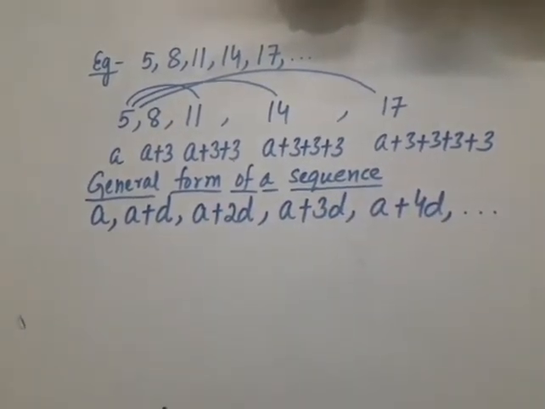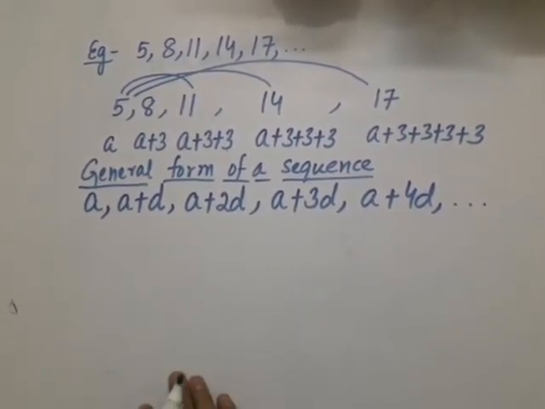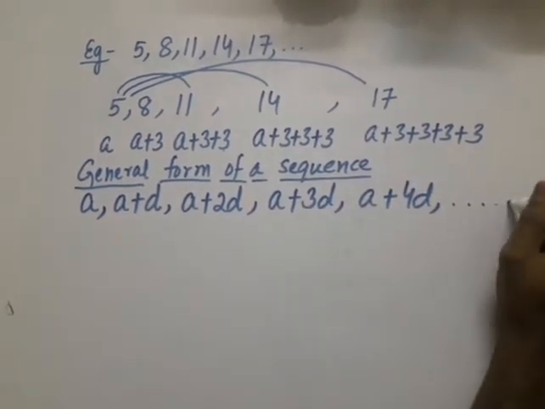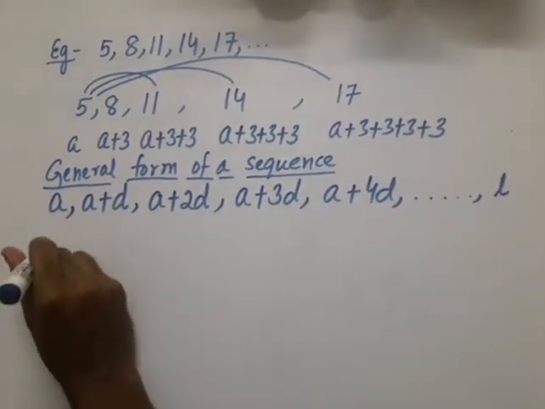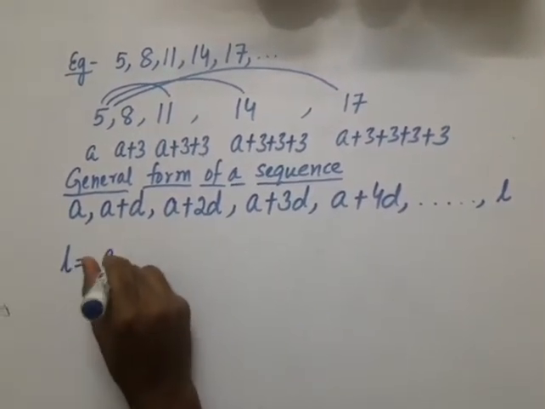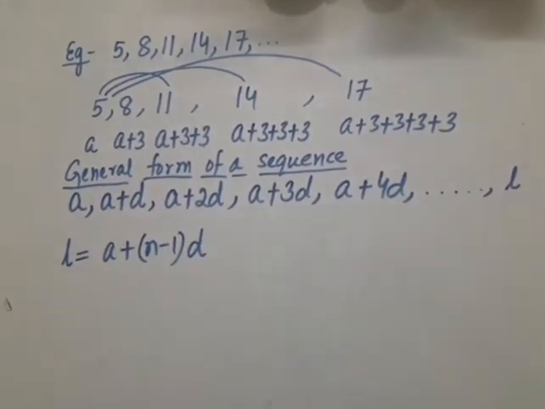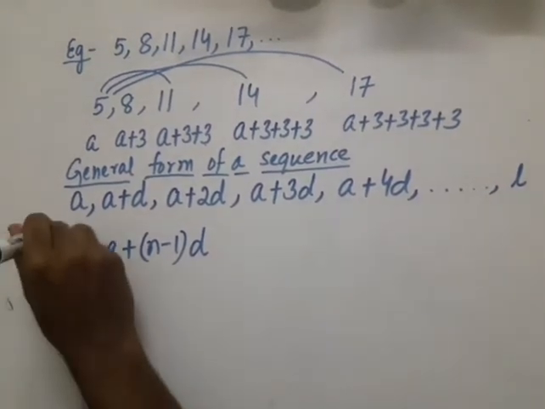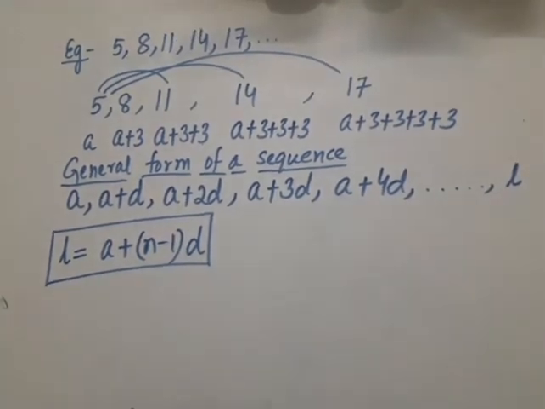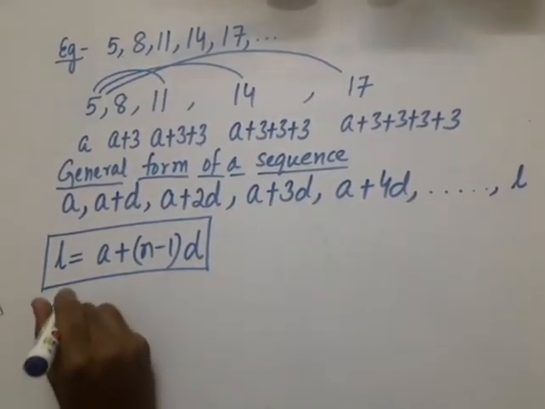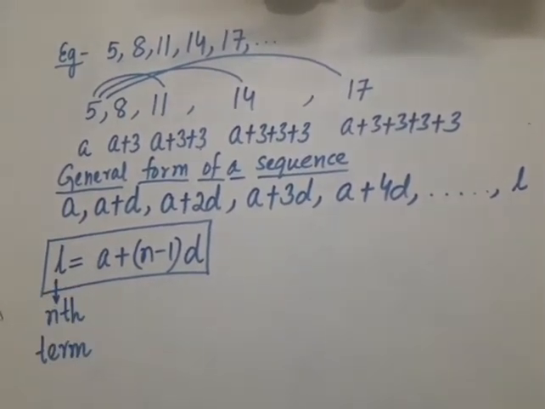Now suppose we are asked to find out any term of this sequence. How will we find it? Let's denote the last term as small l. Now the formula is A plus n minus 1 into D. This is the formula for finding the nth term of a sequence, where l is the nth term.